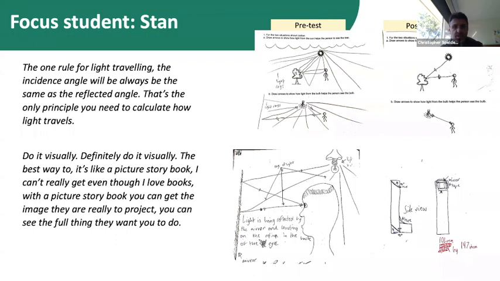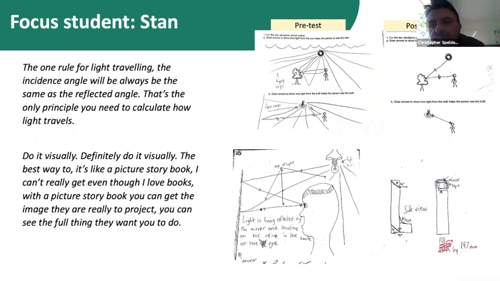Stan, again, even more complex. And you can see, this was one of the examples we showed earlier, of far more complexity in the pre-test diagram. Although what you are seeing when you get to the post-test is a deeper understanding of, rather than the light rays going in all directions, that more specificity.